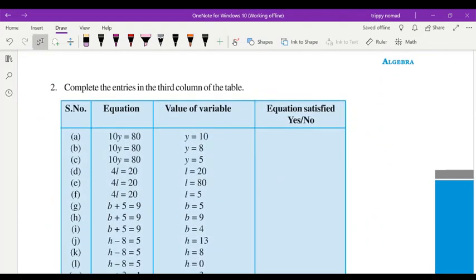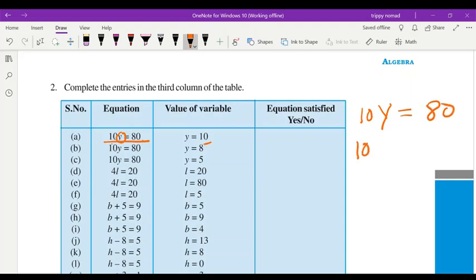Complete the entries in the third column. Is the equation satisfied? How will the equation be satisfied? 10y is equal to 80. This is your question. You put the value of y and find out, is it equal to 80? 10y is equal to 80. What value have they given?